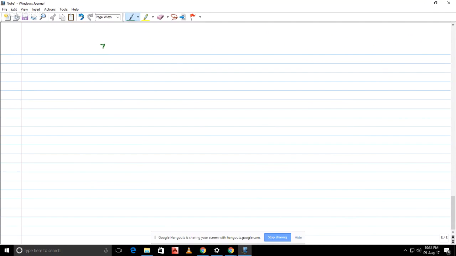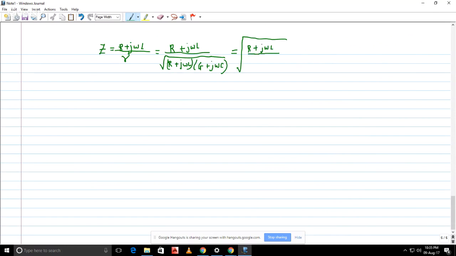So Z is equal to R plus j omega L upon gamma. And if we remember, gamma is the square root of R plus j omega L into G plus j omega C. If you combine these terms, you will get the square root of R plus j omega L upon G plus j omega C.